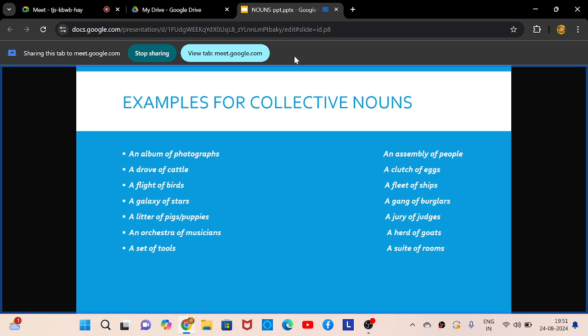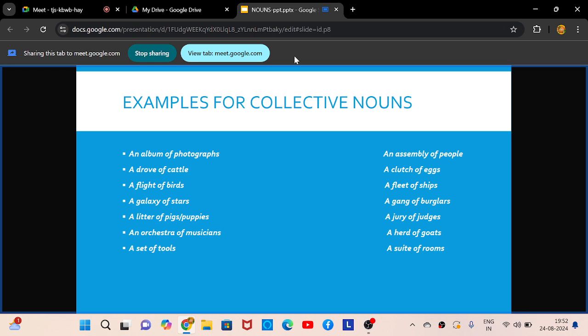Similarly, an orchestra of musicians. An orchestra comprises the violinist, guitarist, flutist, the veena player, the one who plays piano or the keyboard, drums, mridangam, tabla. All these people are musicians, those who use instruments. Instrument players are musicians and we call them an orchestra. Also, vocalists will be included. Singers will also be included in this list. A set of tools. Group of tools is called a set.